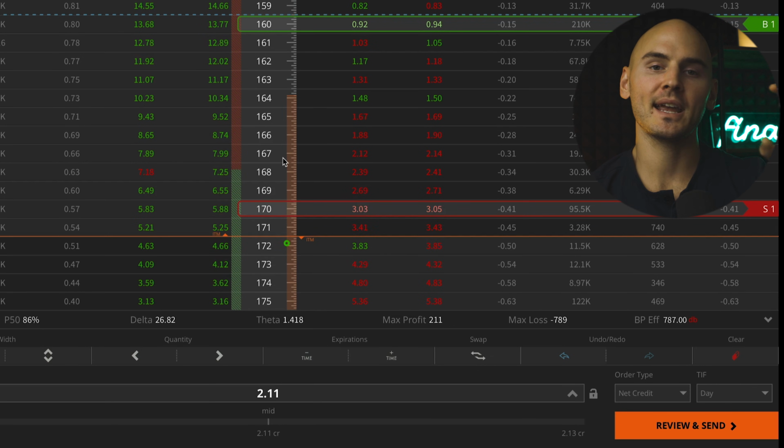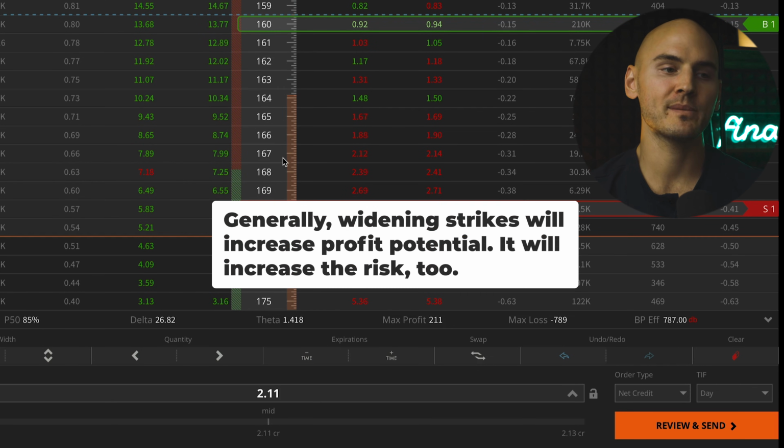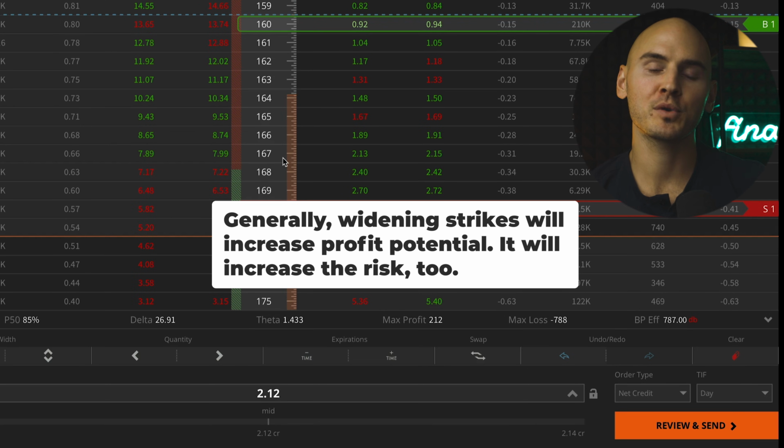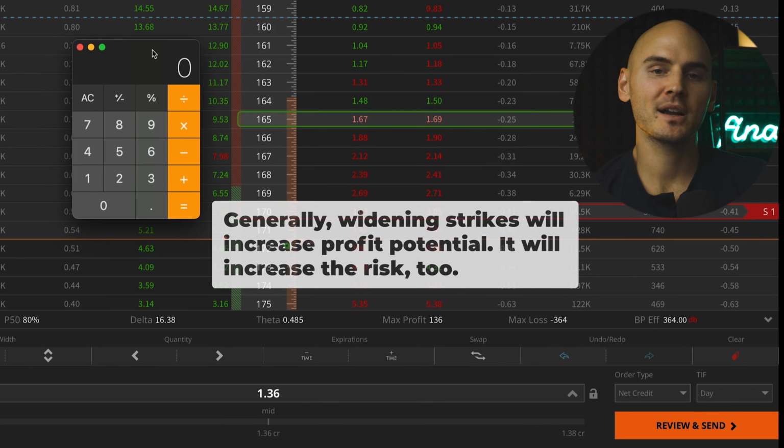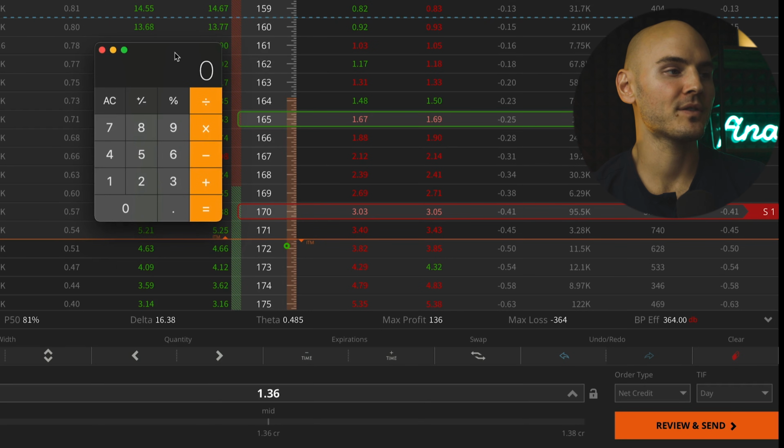So by selling a wider put spread, we will collect more premium, but since a wider put spread has a higher maximum potential value than a narrower put spread, we also increase our maximum loss potential. Let's compare these spread prices to see if there is a similarity between their risk and reward.